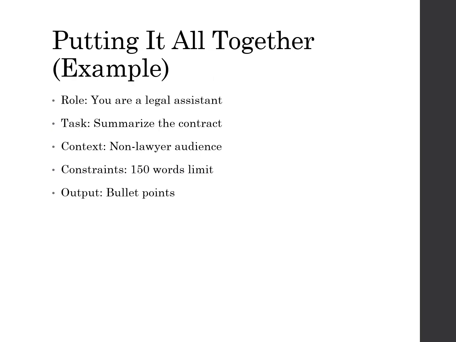So basically I'm putting all this together. These are the key components of any prompt and a very important formula: role, task, context, constraint, and output. Here we define the role as a legal assistant, the task as summarizing a contract, providing context for a non-lawyer audience, setting a word limit, and specifying bullet points as the output format. Because the prompt is structured, the AI's responses will be clear and effective.